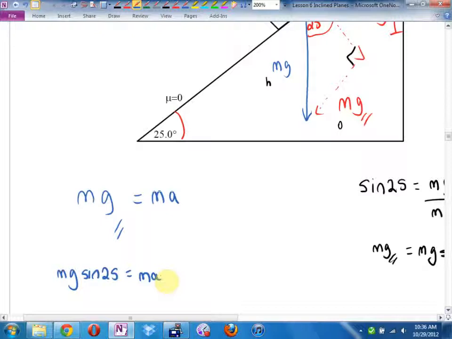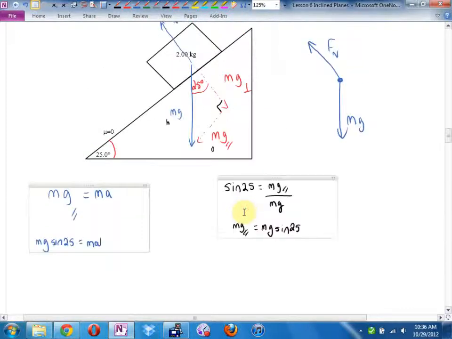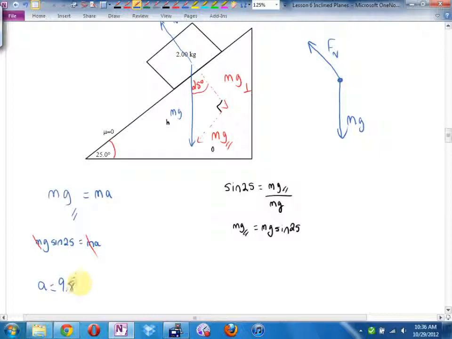Yeah? With me? What happens to the masses? Kind of cool. Turns out it doesn't matter if this is a semi-truck or a small block. It's going to accelerate at the same rate. The mass cancels. And in fact, the acceleration is going to be 9.8 times the sine of 25. Make sure you're in degrees. We haven't done trig for a while, but we're going to be getting tricky with it for the next few lessons. What is the acceleration?